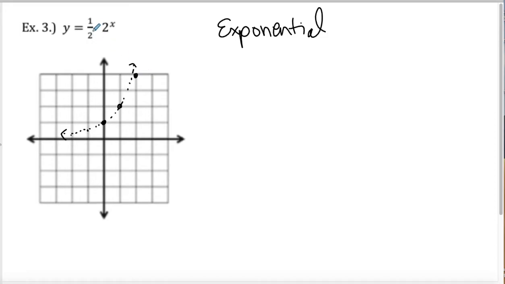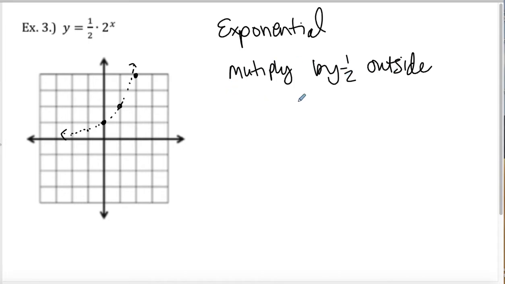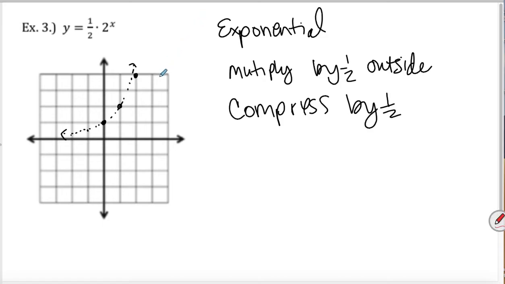And my transformation is multiplying by 1 half outside. So that is multiplying by a fraction between 0 and 1, and so we know that we are going to compress by 1 half. So vertically compress. I need to take all of these parent points here and vertically compress down by a half.